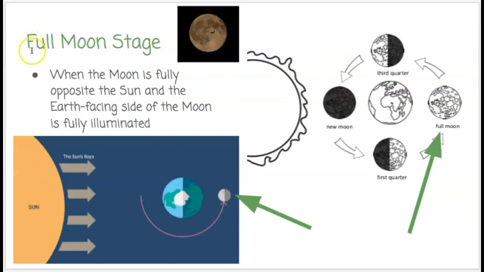Our third stage is the full moon stage. You guys probably know this one best of all because this is the one that usually gets the most attention on our news. So this is what it looks like, and it is when the moon is fully opposite of the sun and the earth-facing side of the moon is fully illuminated. So we have the sun's rays here shining. They shine this way, this way, this way. And so our view from Earth is this light side completely illuminated. Completely, just like that.